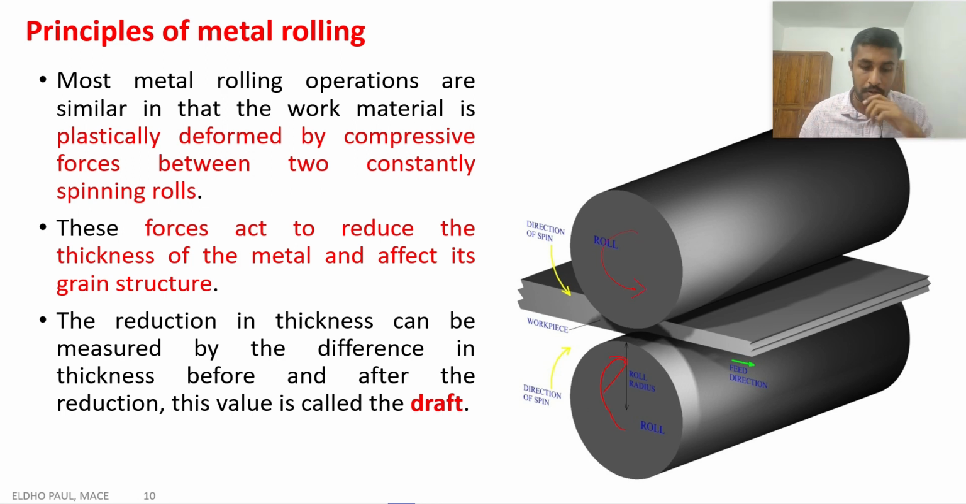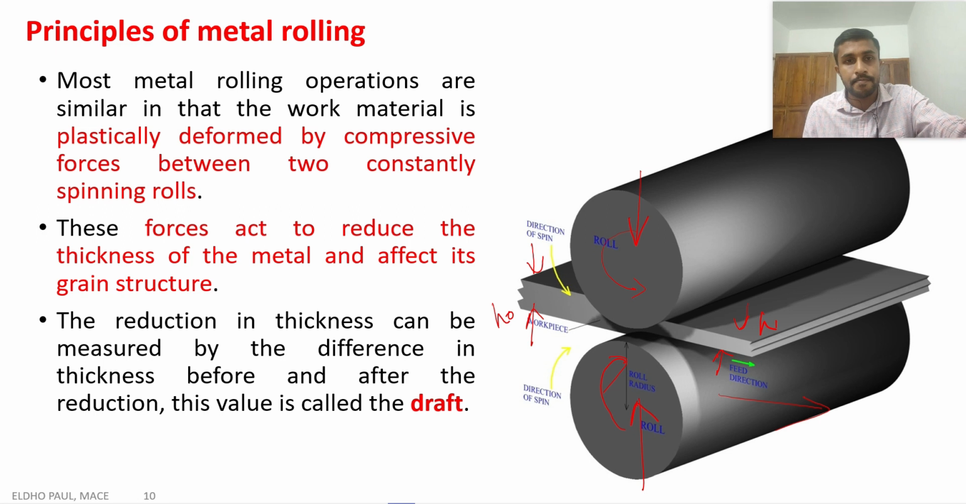Okay, the rollers are rotating in opposite directions. This is the initial billet with thickness H0, and this is the final billet with thickness H1. This is the direction of feeding. Most metal rolling operations are similar in that the material is plastically deformed by compressive force. Here, the dominating force is the compressive force, which is applied through these spinning rollers.